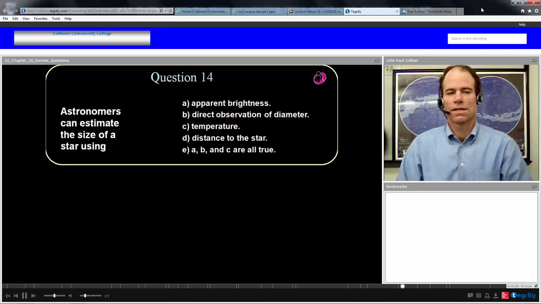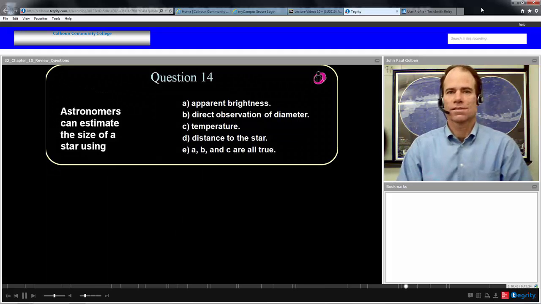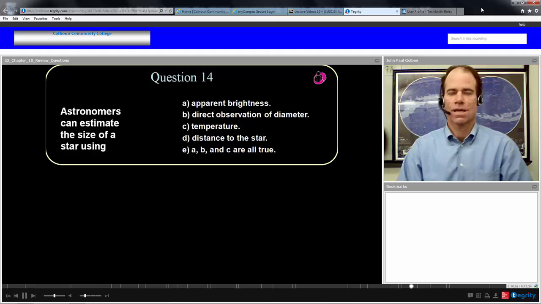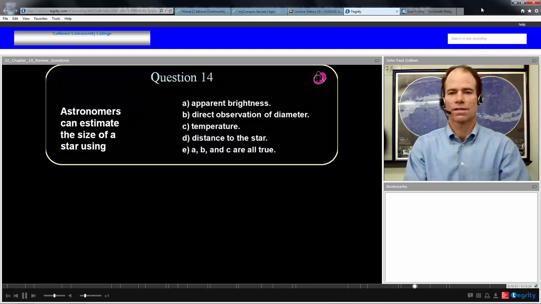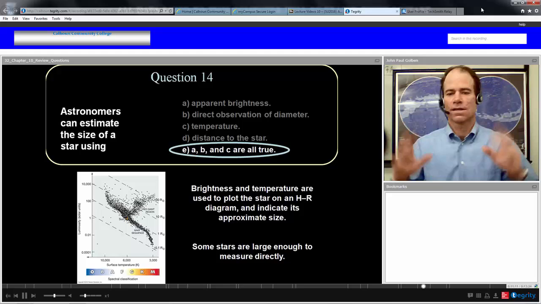Question 14. Astronomers can estimate the size of a star using, well, we can get the size of a star if we know the distance to the star and its temperature and apparent brightness. So we can determine its actual brightness. So we need to know A, B, C in order to determine the size of the star. Brightness and temperature are used to plot the star on the HR diagram, indicate its approximate size, and then if we know its distance, then we can figure out its total size.